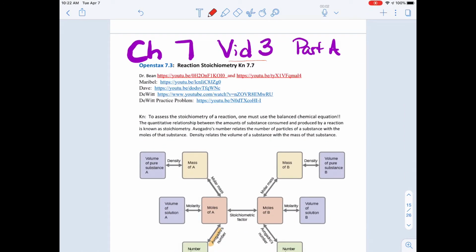This is kind of the big deal of chemistry, this chapter. This is all about the reactions, and I already mentioned that. But this within the chapter is the biggest part of what chemistry is about.